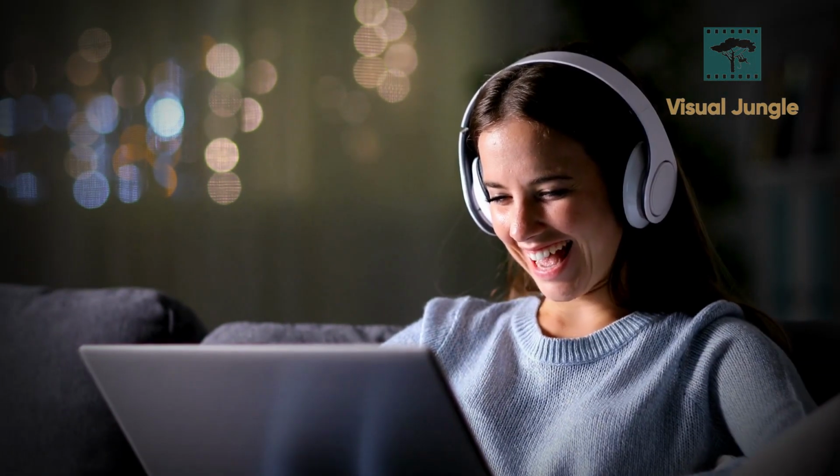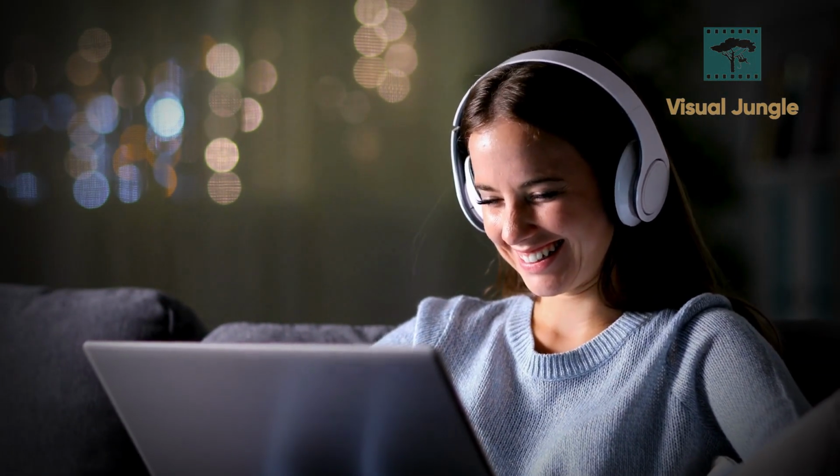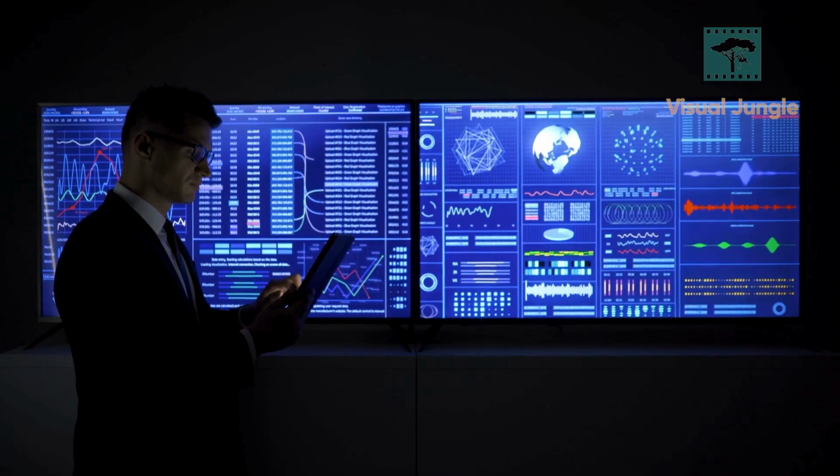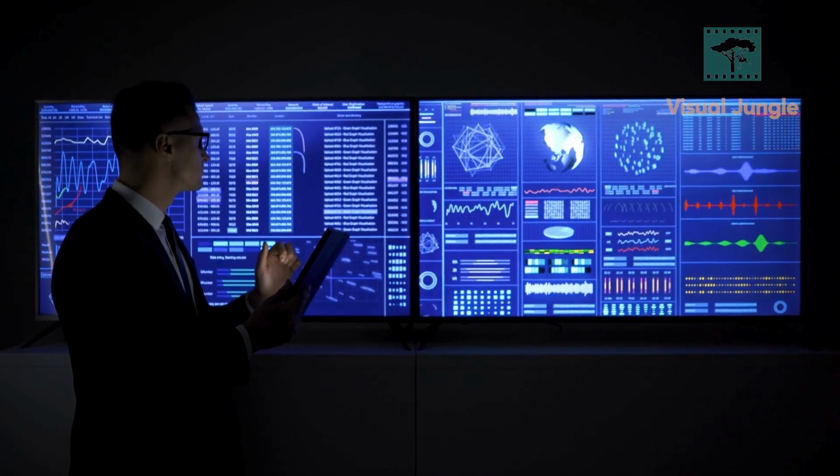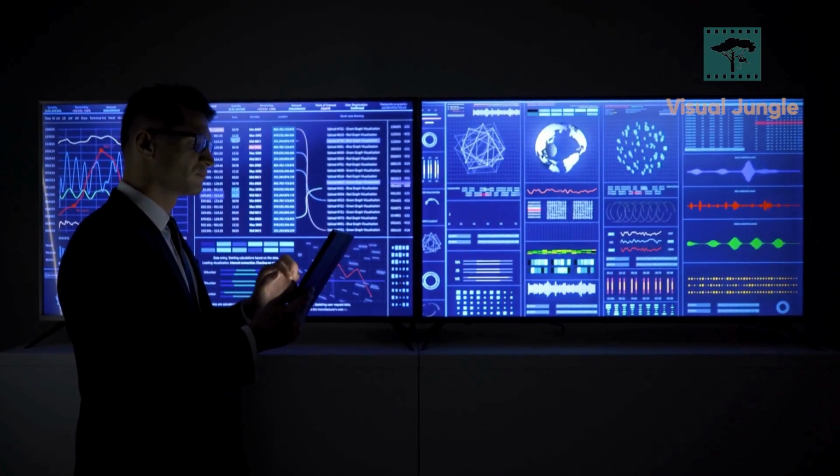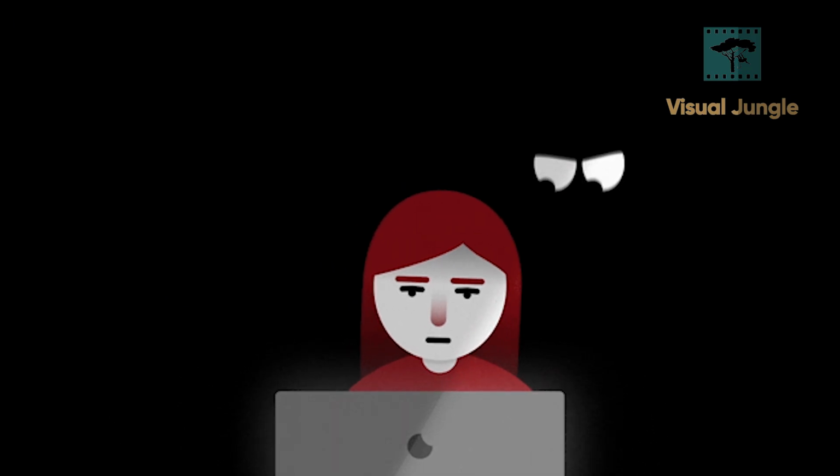And yes, you can start even if you don't have a degree in cybersecurity. What matters more is your practical knowledge, your problem-solving skills, and your ability to stay calm under pressure.